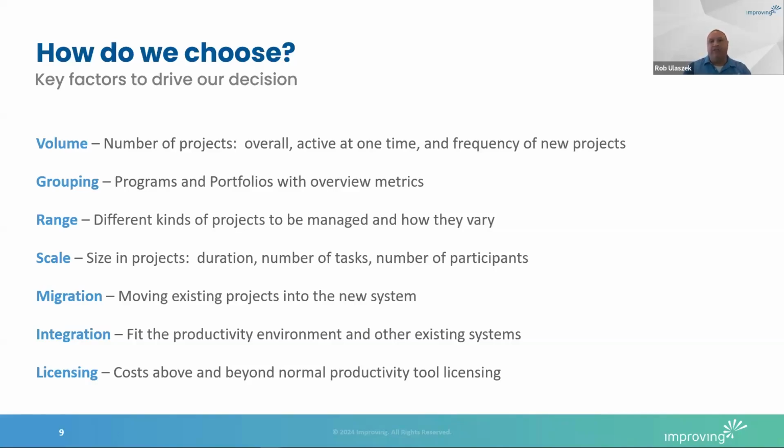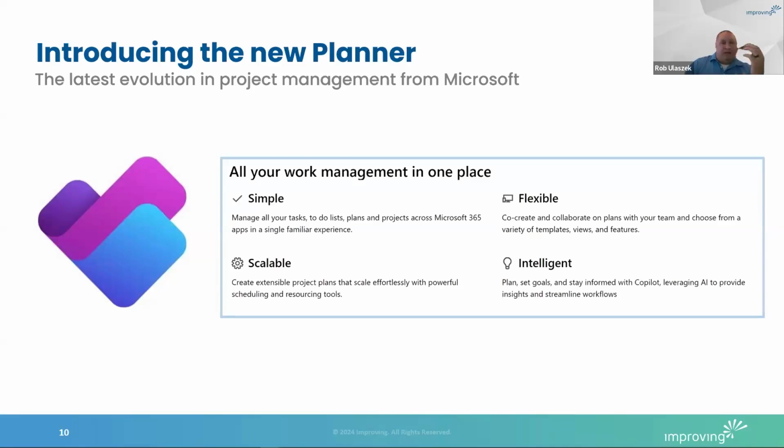Today, we're going to use some of these factors to evaluate this latest evolution of project management tools from Microsoft, the new Planner. The promise of new Planner is to be able to have all of your work management in one place. In contrast to earlier solutions, there's an even greater emphasis on being simple, flexible, and scalable. But a key new feature that sets it apart is the ability to use Copilot to enable AI in the project management process. Let's take a deeper look at the new Planner.